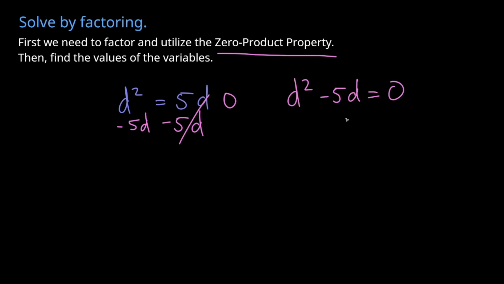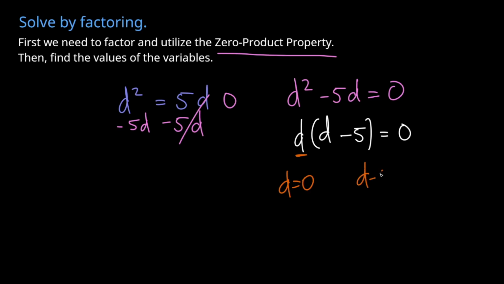We want to find a common value between these two if we can. We notice this is d squared minus 5d. They have a d in common, so we can factor a d out. So we have d times (d minus 5) equals 0. Since we factored, we can now use the zero product property. Set this factor equal to 0. Surprise, d equals 0. That's it for that one.